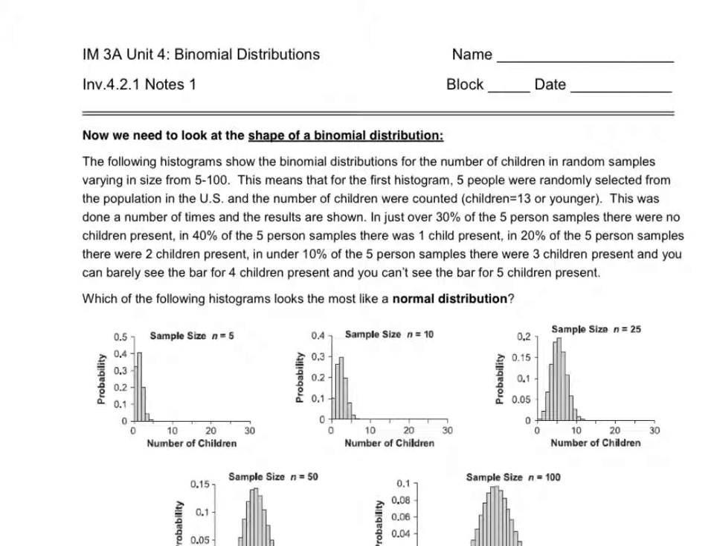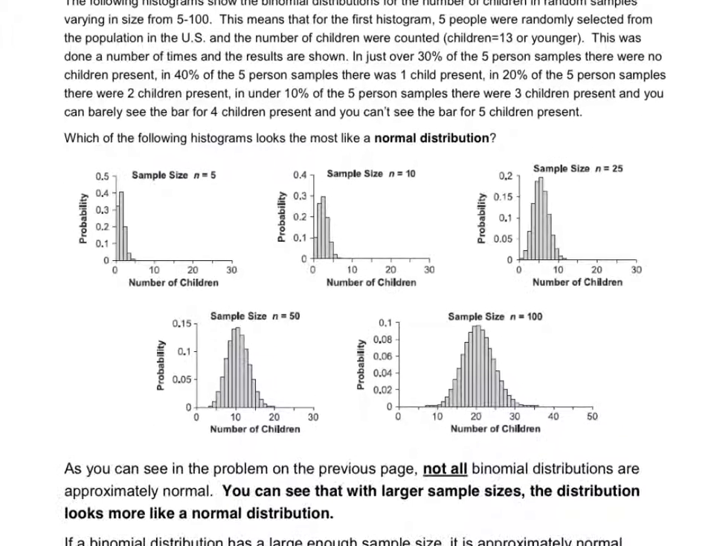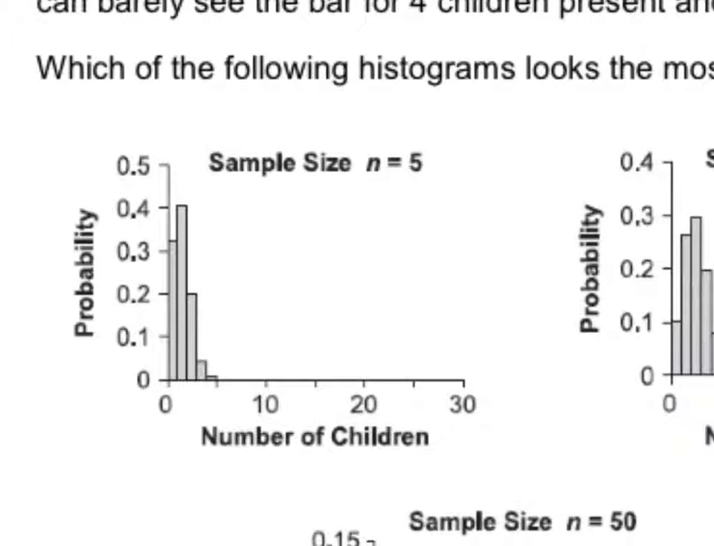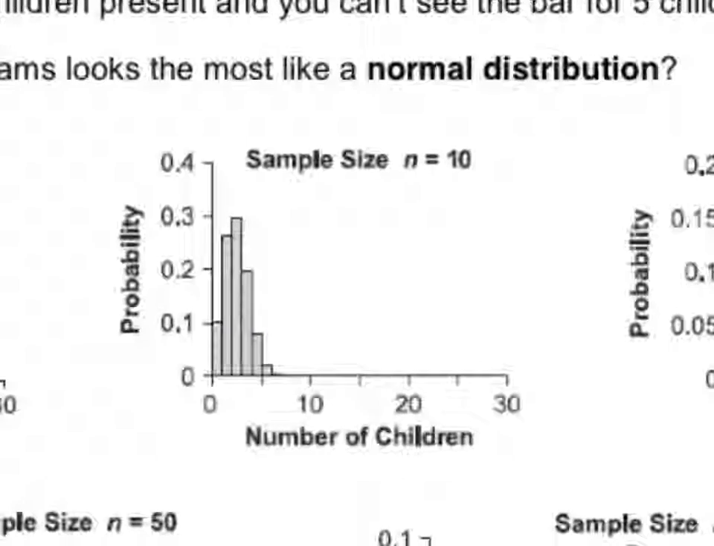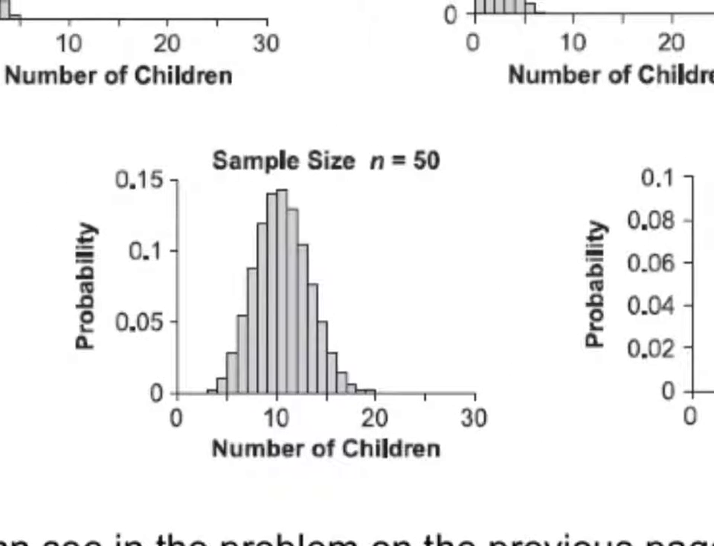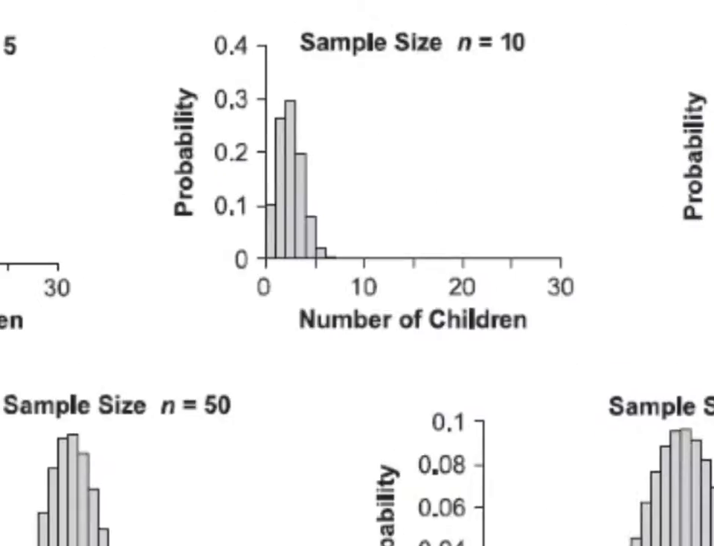binomial distribution. So what we're looking at right down here is 5 distribution charts, and with each one of these, the number of people that we were randomly selecting kept on going up. So you can see here we look at 5 people, and then we go to 10, and then 25, and then we look at what if we sampled 50 people, and then what if we sampled 100 people.